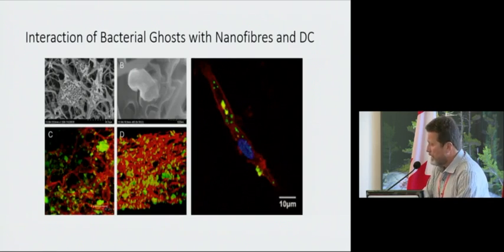The system is very robust, and we can incorporate not only nanoparticles but also, for example, bacterial ghosts, which represent another very modern system for vaccine development. So you can see the green objects in the red mesh are the bacterial ghosts, and you can see then human dendritic cells, which are able to entrap the bacterial ghost.